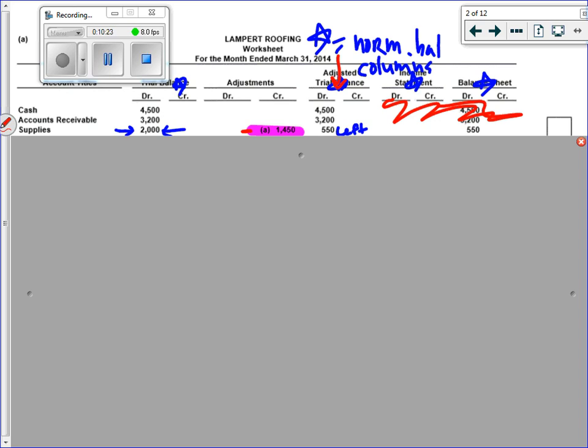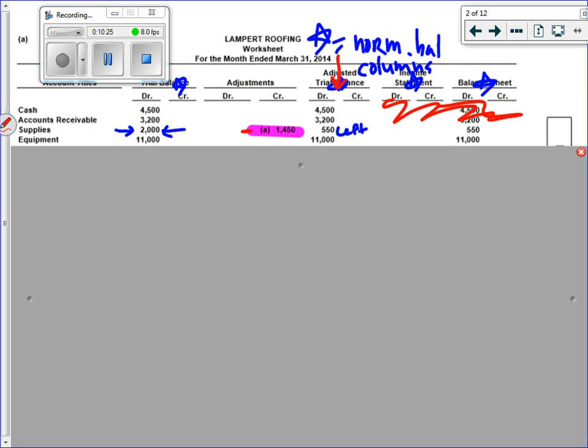Okay, next asset. We're jumping in our equipment car. $11,000, hit the gas. We don't have any stops. We don't add or kick people out. So we still have an $11,000 balance as we cruised through that section.